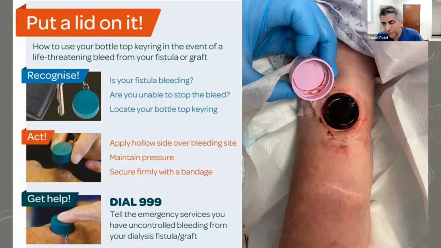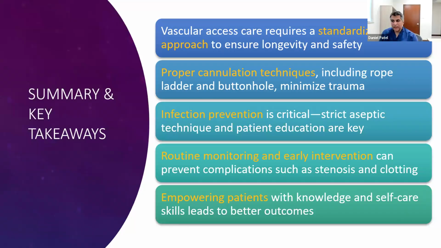So in summary, for this part of the talk, vascular access, we want a standardized approach across the units to try to delineate protocols for the safest cannulation and care. Infection prevention and cannulation techniques are key. Monitoring the patients and early interventions when needed to keep the accesses going, and empowering the patients with the knowledge and self-care skills that they need that can help with our outcomes here. And this is our goal for all of our patients, that we eventually get a catheter out.